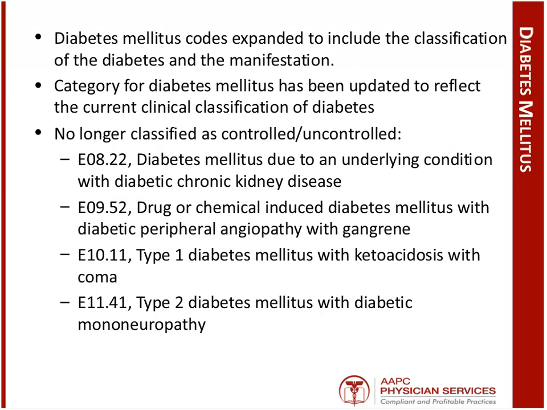So you see some examples here, E08.22, diabetes due to an underlying condition with diabetic chronic kidney disease, E10.11, type 1 with ketoacidosis with coma. So as you can see, much more specific with the things that we now use, multiple codes to try to say in ICD-10, they've bundled them together.